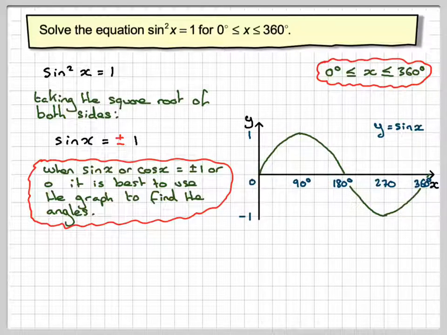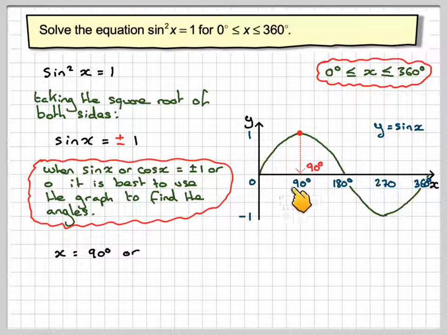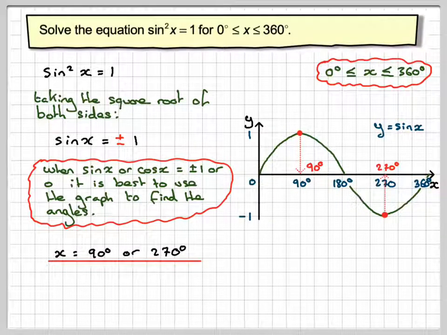So I want to know where it's equal to 1. So it's equal to 1 here. So that gives me 90 degrees. Or, it's not equal to 1 again, but is equal to minus 1 at this point here. That gives me 270. So we get that x is equal to 90 or 270 degrees.